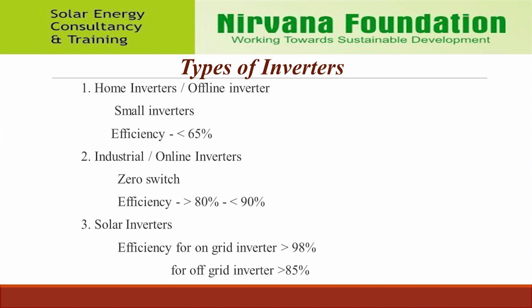Again, solar inverters are classified into solar off-grid inverter. An off-grid solar-powered system has an assembly of solar panels, charge controller, batteries, and inverter. An existing home inverter can be converted into off-grid inverter by adding a switch to convert source solar or grid. Efficiency of off-grid inverter up to 85%. Solar on-grid inverters. An on-grid solar-powered system has an assembly of solar panels, charge controller, and inverter. Efficiency of on-grid inverters up to 98%.